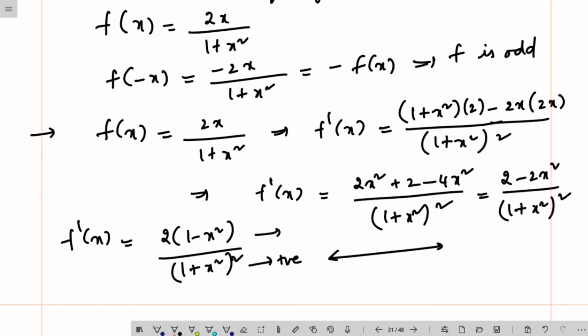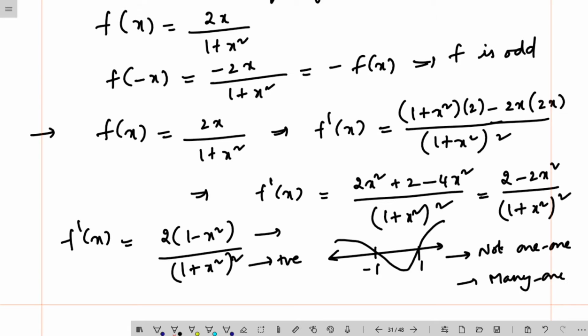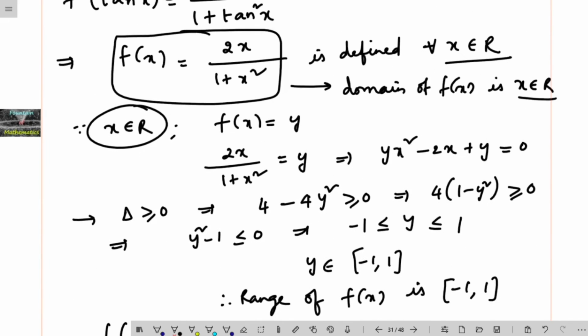Like we can just consider 1 minus x square, we can take plus or minus 1, and minus of 2x, it can be taken either positive or negative, so it's decreasing and increasing. So it's not constantly increasing or constantly decreasing, and hence we can say this is not one-one, which means it is a many to one function.